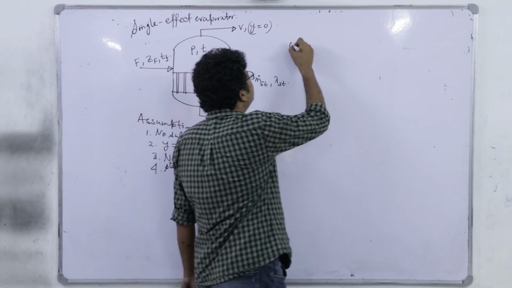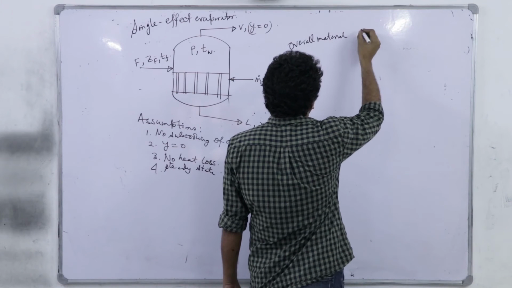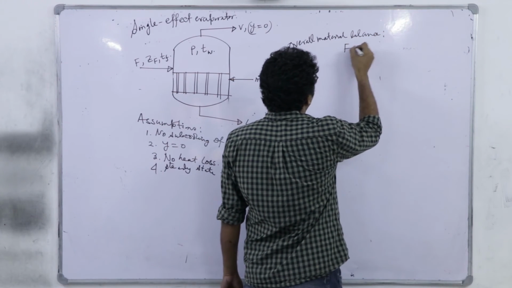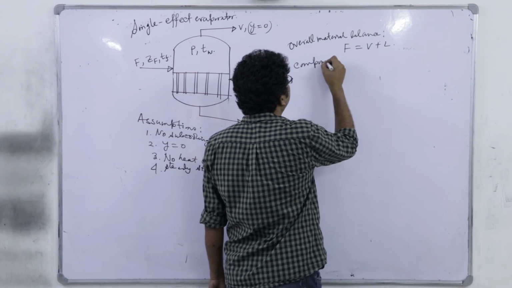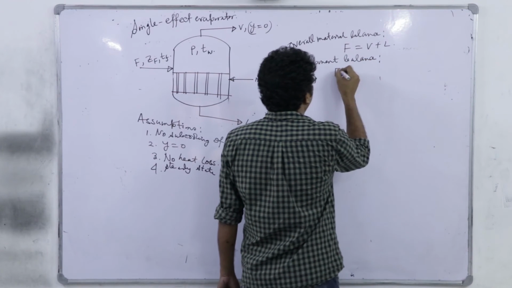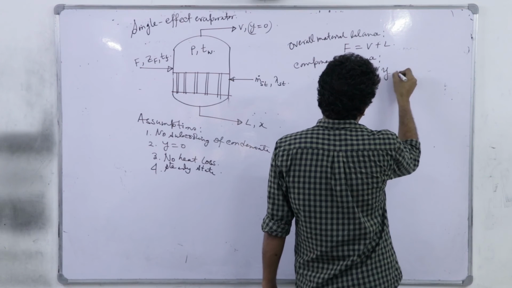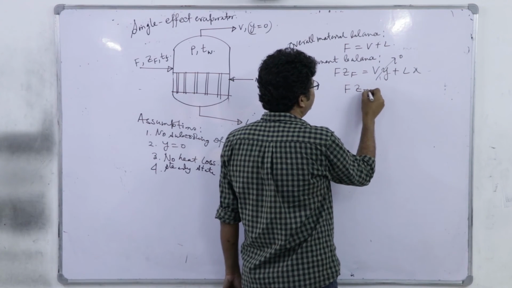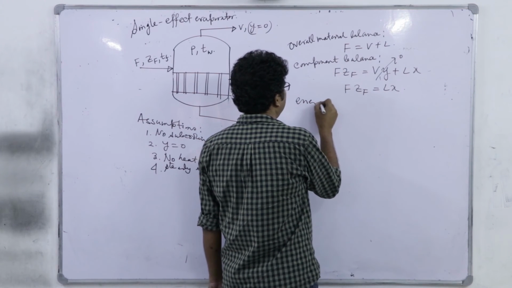So you see that the overall material balance is very elementary. F is equal to V plus L. Next, the component balance: F zF is equal to V into y plus L into x. Now, y is equal to 0. So F zF is equal to L into x. And then the energy balance.